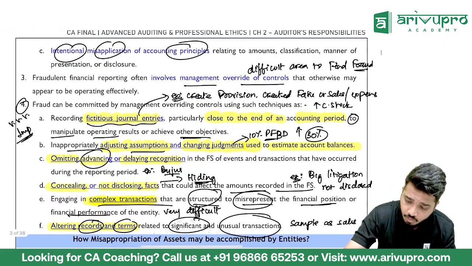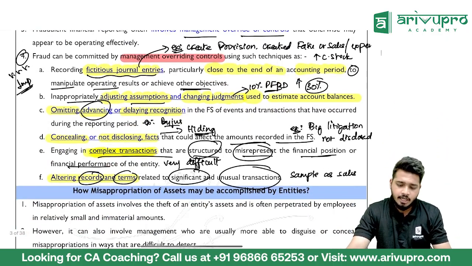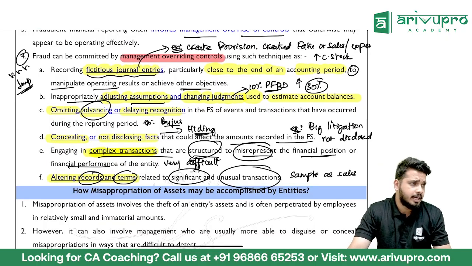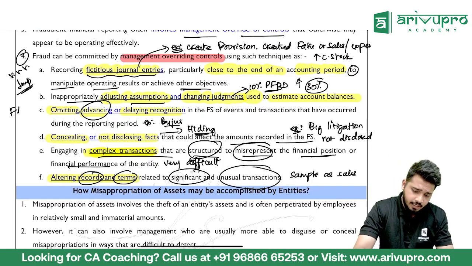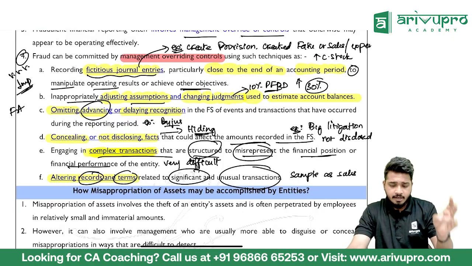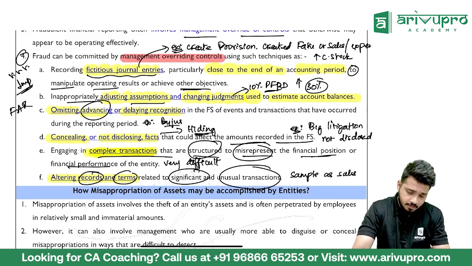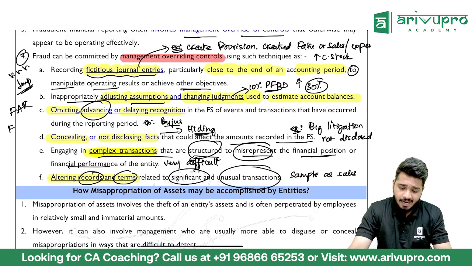This one particular question is extremely important. Management overriding controls is a topic for you. Fictitious journal entry, adjusting assumptions and judgments, omitting, advancing or delaying the recognition. Clear? Concealing. So fictitious journal entry. Clear? Adjusting the assumptions. Omitting, advancing or delaying recognition. Then concealing or not disclosing facts, right? Then engaging in complex transactions and altering the records.